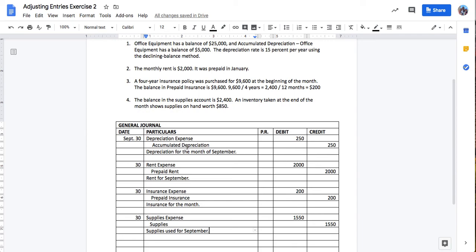Accumulated depreciation is a contra asset, which drives down the value of our asset. So this is an asset. Prepaid rent is an asset. Prepaid insurance is an asset, and supplies are an asset. So there's your tutorial on doing journal entries for adjustments.